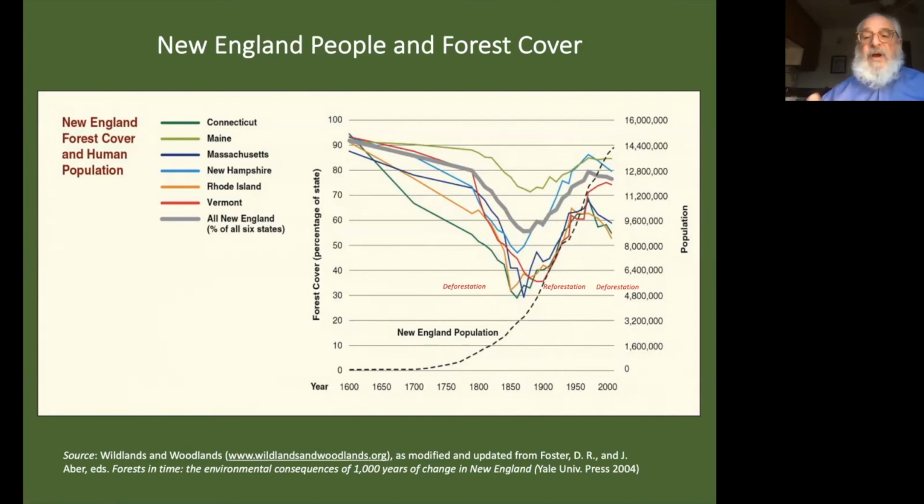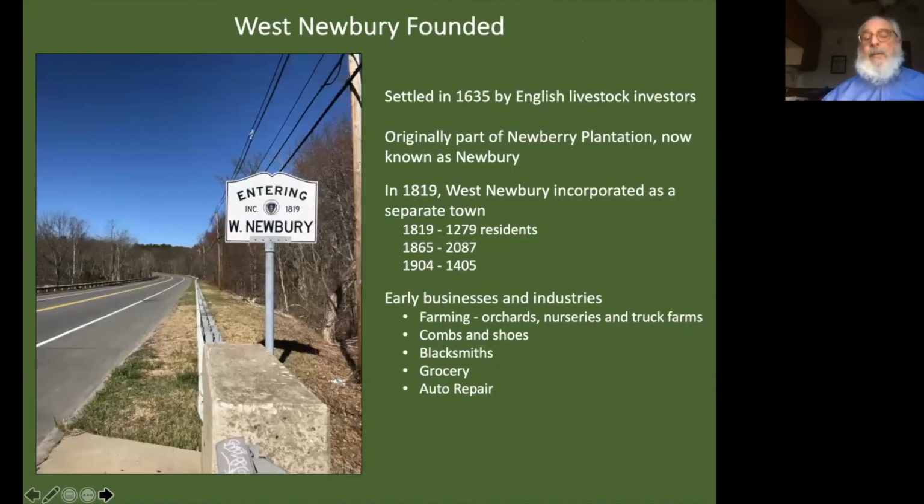So it's very instructive in terms of matching some of the images we had with some of the data that were cobbled together by these authors at the bottom. Well, enough about New England. What about West Newbury? You can see some of the details, settled in 1835 by English livestock investors.